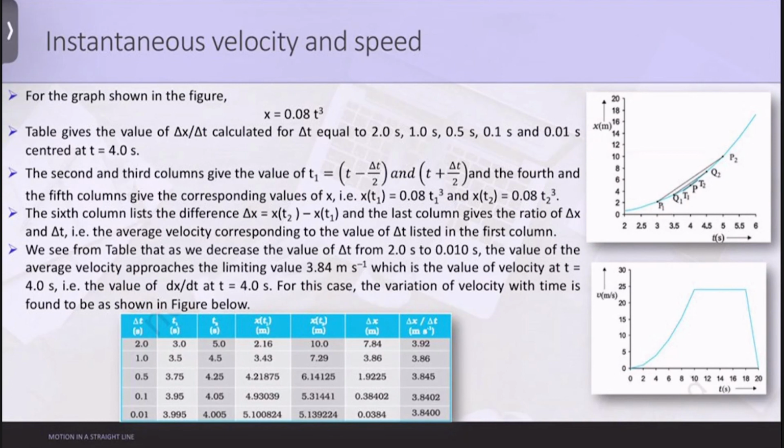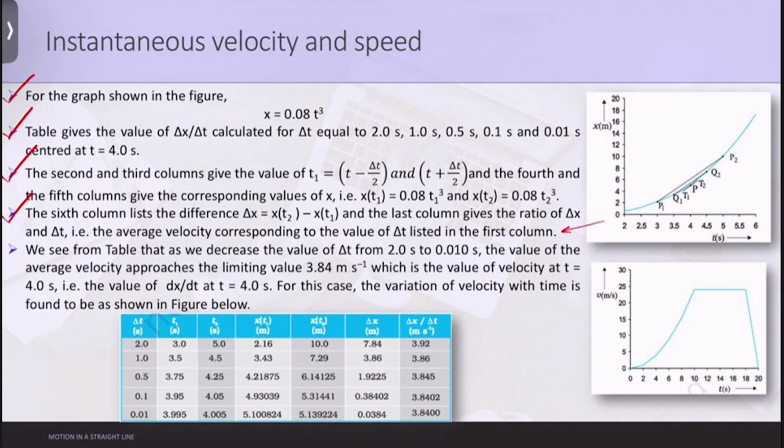Okay, so the second and third columns give the values of t1 equal to t minus delta t by 2 and t2 equal to t plus delta t by 2, and the fourth and fifth columns give the corresponding values of x, that is x of t1 is equal to 0.08 t1 cube and x of t2 is equal to 0.08 t2 cube. The sixth column lists the difference delta x is equal to x of t2 minus x of t1, and the last column gives the ratio of delta x and delta t, that is the average velocity corresponding to the value of delta t listed in the column. So that was how this table is explained.